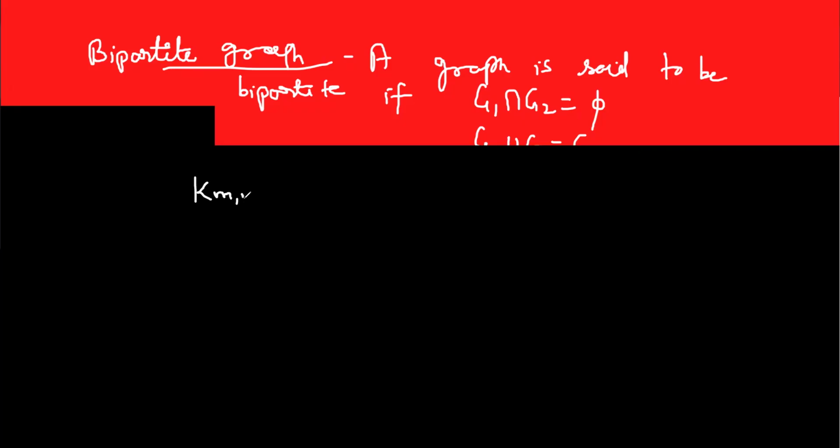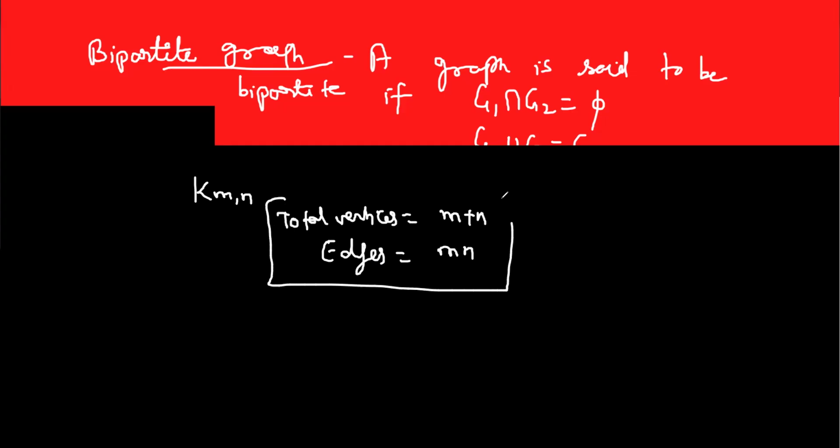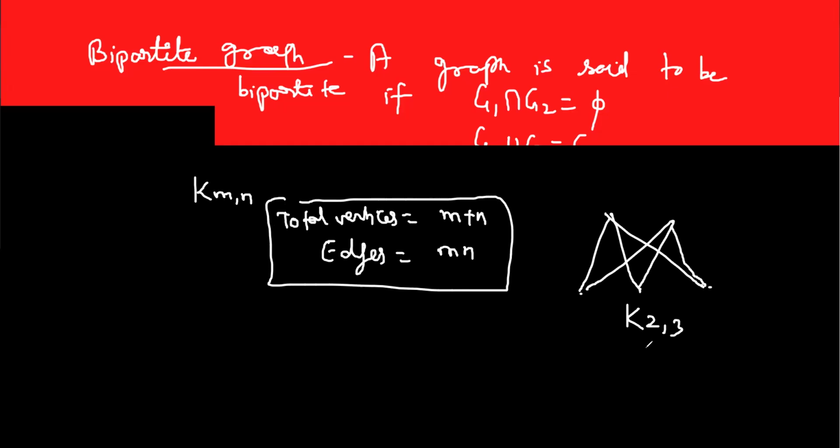But bipartite is represented by Kmn. In one set there are m vertices, in the other set there are n vertices. So the total number of vertices is m plus n, and the total number of edges is m times n. For example, how many edges are there? 6. This graph is K2,3. So total vertices is 5, total edges is 6. Understood?